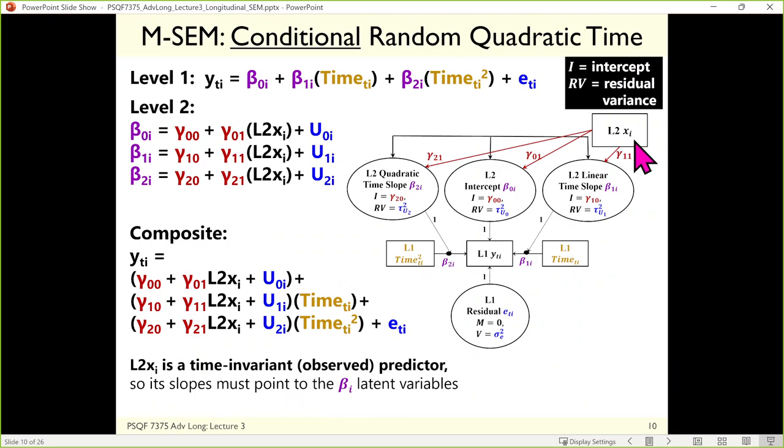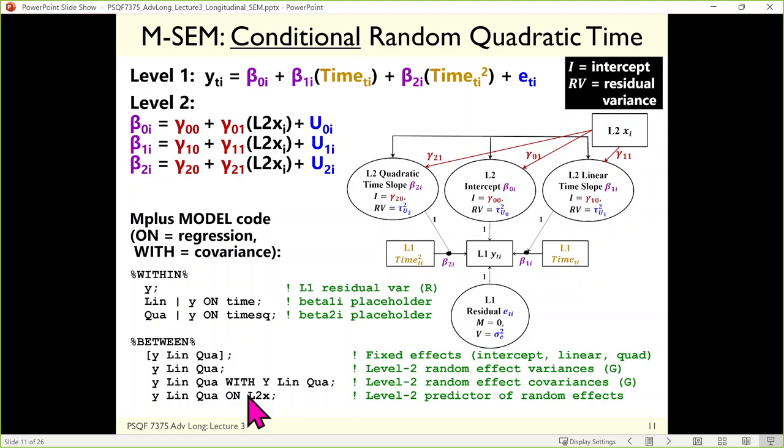Adding in a level 2 predictor is slide 10. And in this picture, the arrows go from the level 2 x into each of our three level 2 latent variables. And then we have the paths that describe how level 2 x predicts the intercept, linear slope, and quadratic slope as gamma 0 1, 1 1, and 2 1, respectively. So the code for this would be on slide 11, where the new piece is just the last line here in the between model. I have level 2 x predicting y as the intercept for y, linear and quadratic slopes of time predicting y as well. And so you can have multiple variables on either side of an on. That way you can write one line of code and describe multiple sets of regressions at the same time. So it's an efficient syntax system to be able to do this.